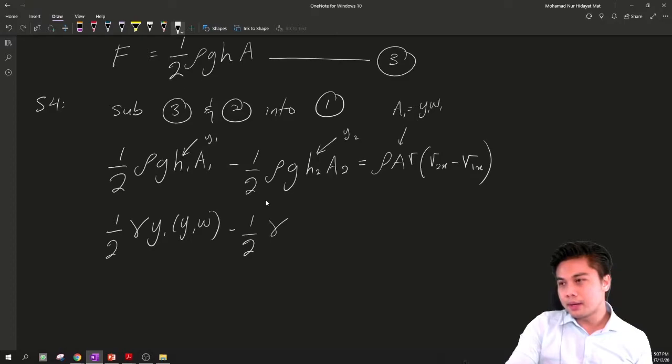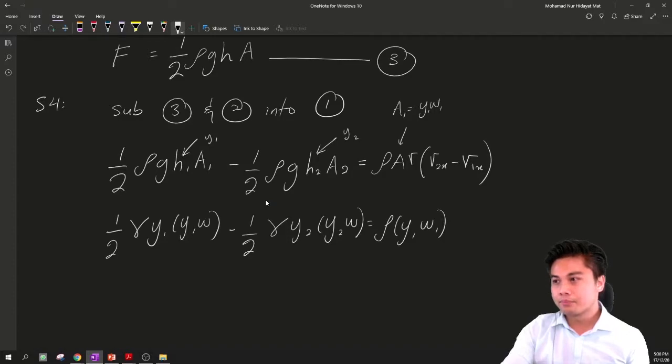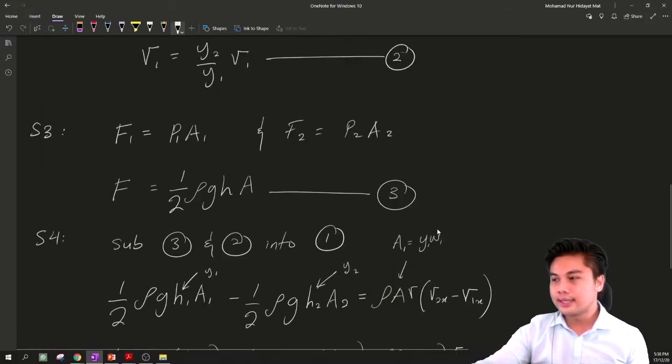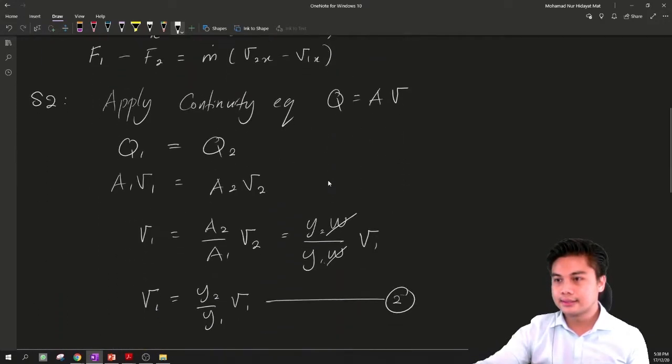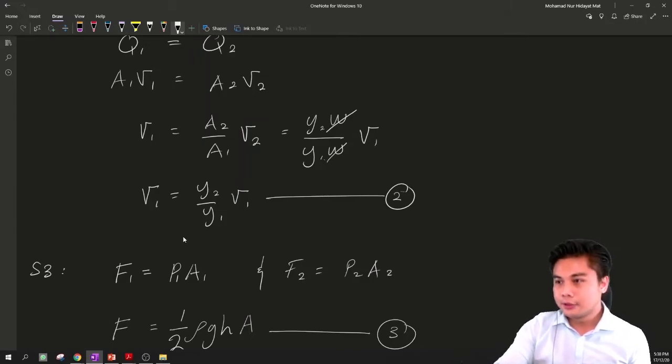Minus 1 over 2 gamma. This we replace with gamma, y2. This area we expand further, y2 W, equal to rho, which is constant, the same thing. A we replace with y1 W, and this is velocity 1, since this is area 1. Okay, so V2x minus V1x. Previously we found that V2x is actually V2. This is only the x-axis.